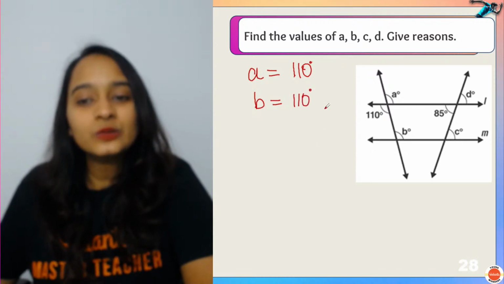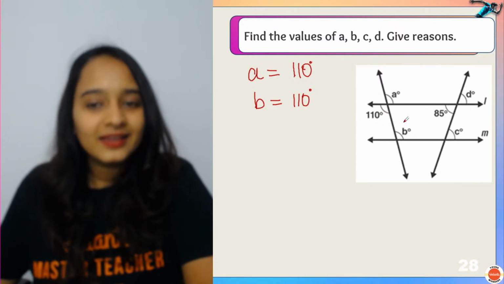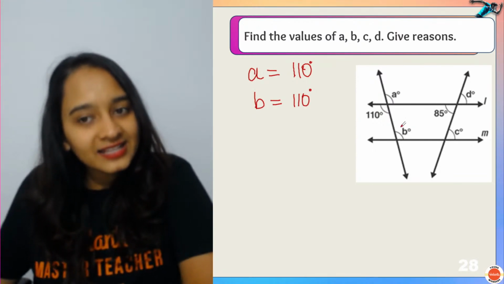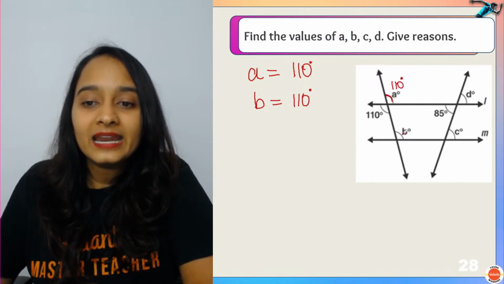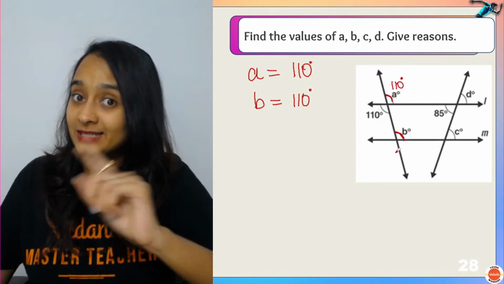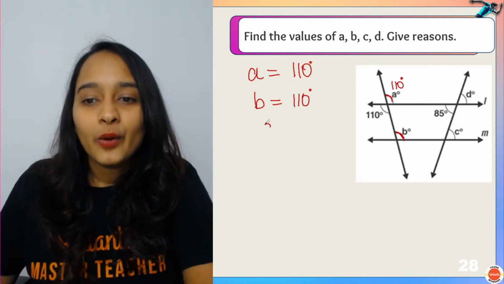Exactly. Why is it 110? Can somebody tell me why? Why is it 110? Alternate interior angles or corresponding angles, because this is 110. No, angle A and angle B are corresponding. Corresponding angles are also equal to each other. So very good. Now what about C?